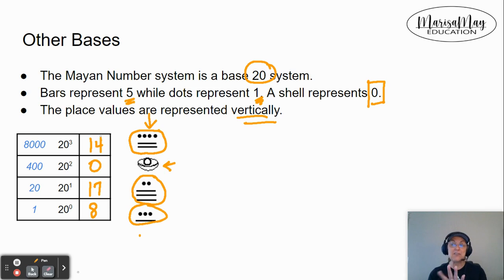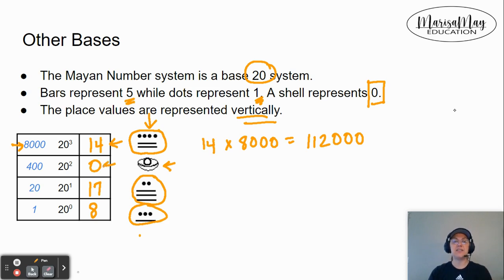So now that we've translated from the symbols to numbers, we've got to pull them out of their place values so we can understand what base 10 number this is. Okay, so we're going to take the digit and multiply by the place value. So this is going to be 14 times 8,000. And that gives me 112,000. Okay. Then we'll do the digit times the place value. So I've got 0 times 400, which is 0.